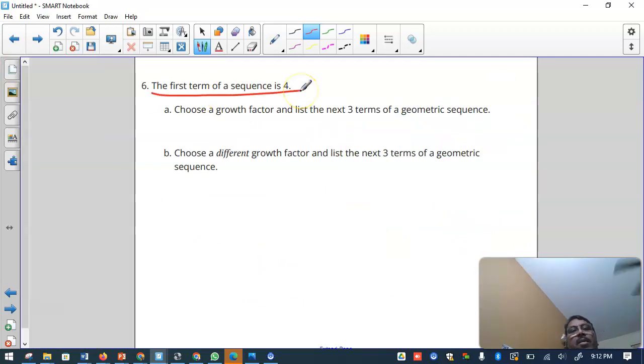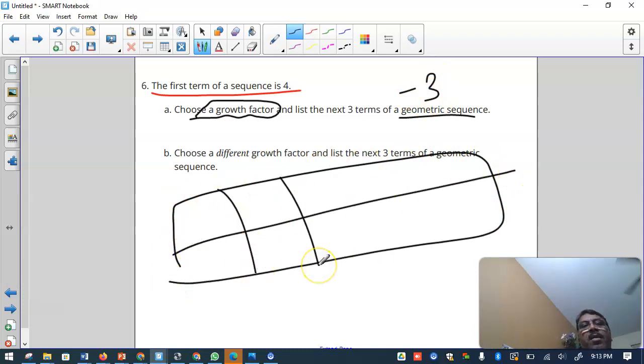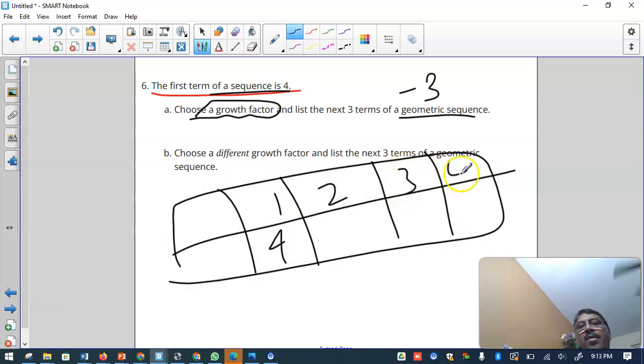Okay, the first term of a sequence is 4. Choose the growth factor. We can pick our own to have a geometric sequence. So maybe I'll try 3 or minus 3. Start with the first term, 4. So this is the first, second, third, and fourth, and you want to write 3 more terms, and I can call this G of n, a geometric sequence.